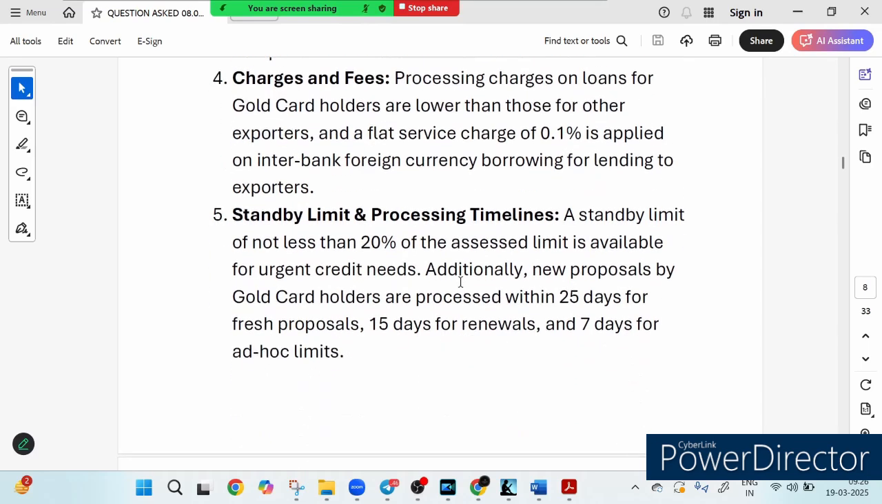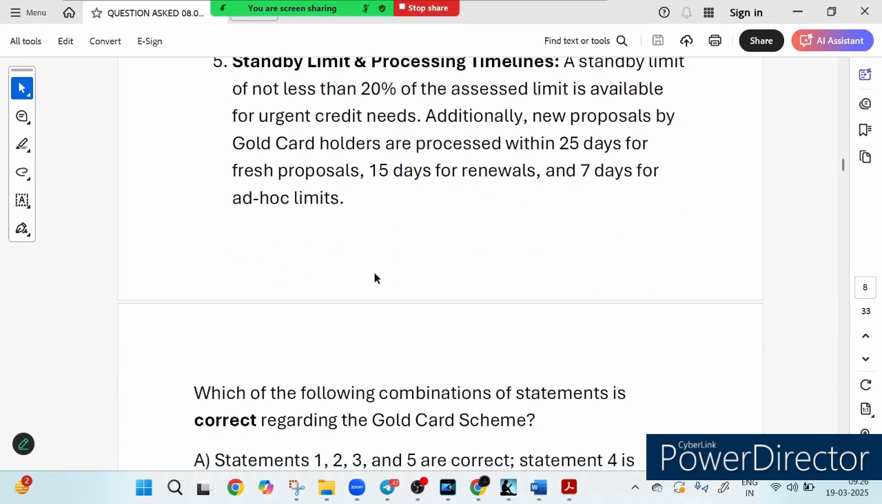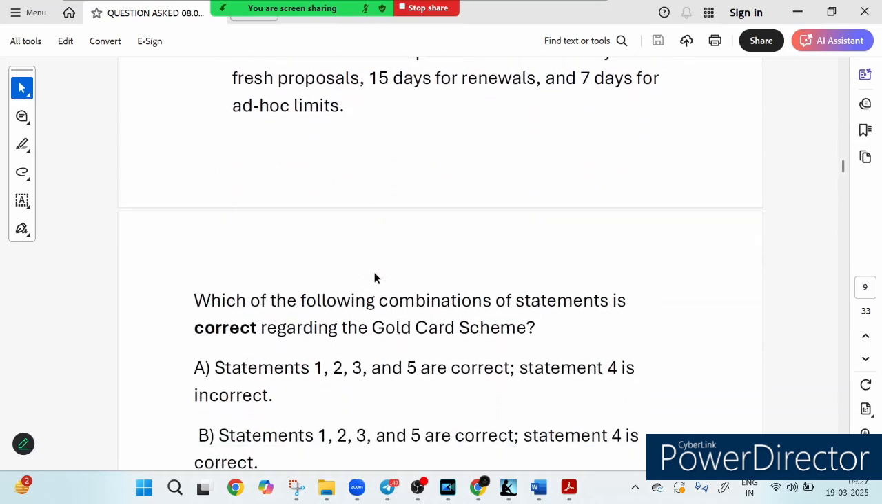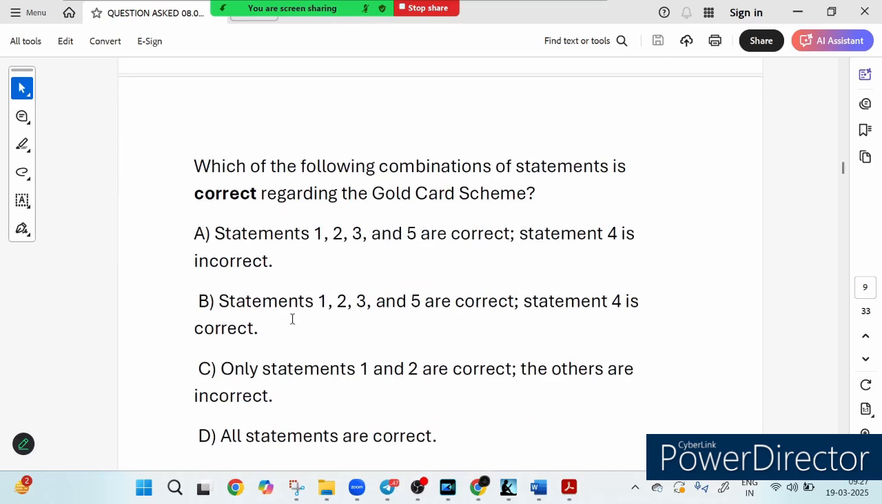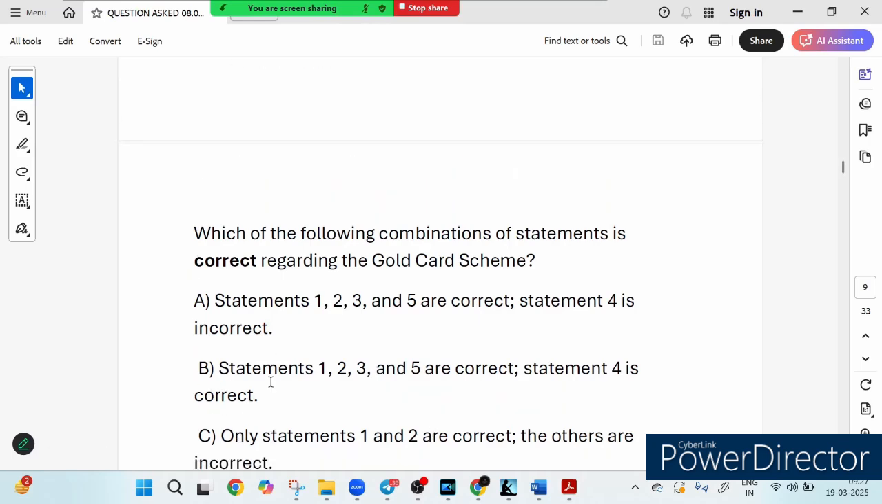And statement number 5, a standby limit of not less than 20% of the assessed limit is available for urgent credit needs. Right. So these are the 5 statements. Now which combination of statements is correct? So in this question we will be able to cover every part of the gold card scheme. So which statement is correct? Option number A, 1, 2, 3 and 5 are correct, 4 is incorrect. Option B, 1, 2, 3, 5 are incorrect, 4 is correct. Right. And option C, only 1 and 2 are correct. And option D, all statements are correct. So these are the 4 options which are given.